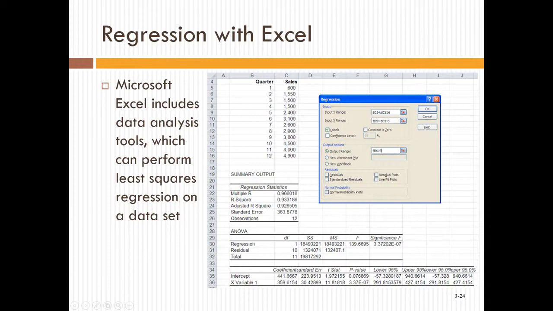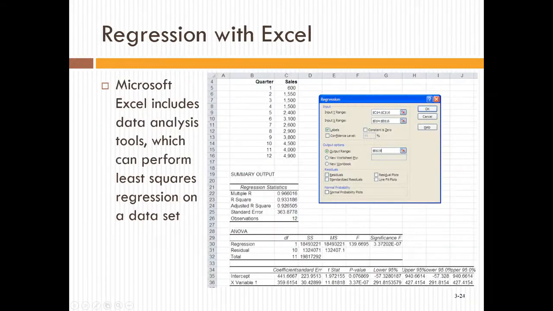Okay? And so regression with Excel: Microsoft Excel includes data analysis tools which can perform least squares regression on a data set. So here's again our data set, and we would go and do regression, and again I'll show you how to do this on a problem: input the Y range, input the X range, indicate the labels, and identify where we want the output range to be. Okay, and then here's the output that we're going to receive. That's going to tell us that our intercept is 441.67 and that our slope is 359.61. Okay, so that should be very consistent with what we saw on the previous page.